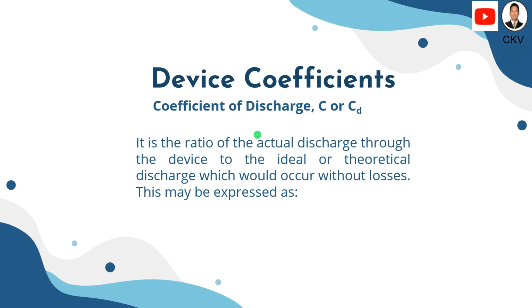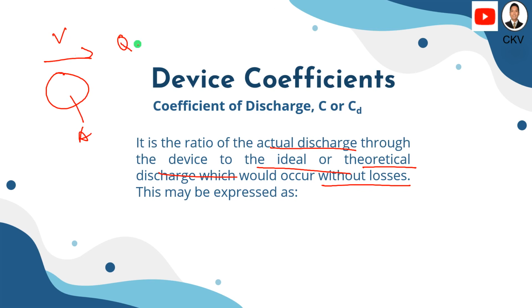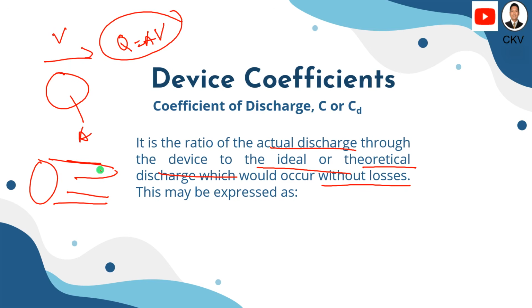Device coefficients, having a symbol of C or CD, is the ratio of the actual discharge through the device to the ideal theoretical discharge which would occur without losses. This is a coefficient because the theoretical discharge, which is based on the velocity and the cross-sectional area of the pipe, is not equal to the actual flow of the fluid that is traveling on that particular conduit.